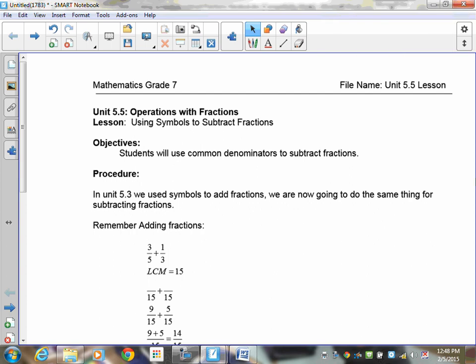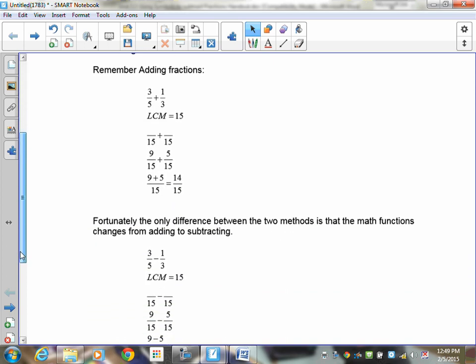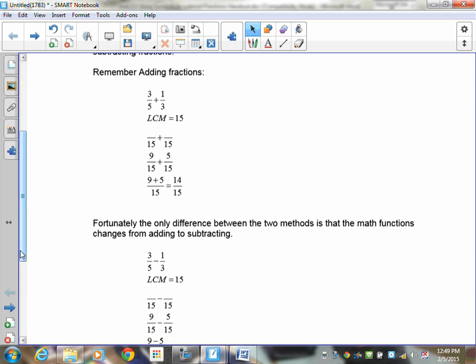And welcome to lesson 5.5, operations with fractions. During this lesson, we're going to teach you how to use common denominators to subtract fractions. We're going to continue with our cross multiplication process so that you can use that to quickly and efficiently add and subtract fractions. So let's just go back a second and talk about the adding.